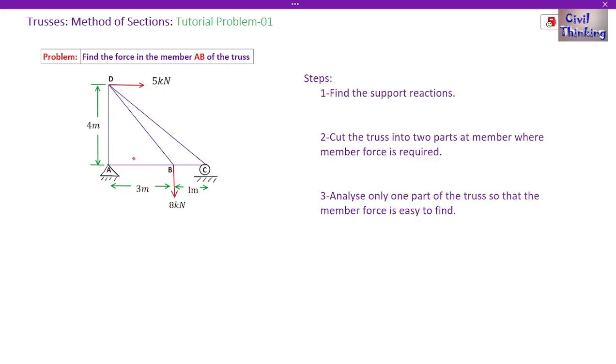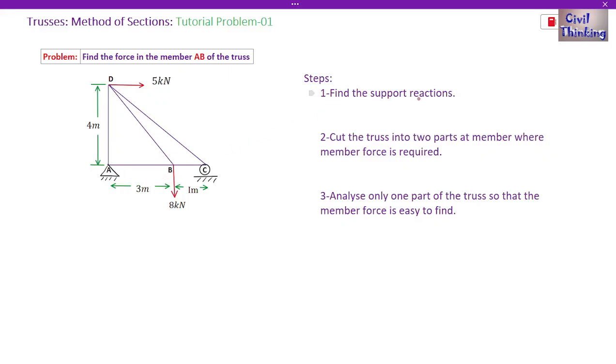I have already told you, if we have to find the member force in a particular member of a truss, in only one member or only a few members, then we prefer the method of sections because it saves time. And when we have to find the member forces in all the members, then we use the method of joints. Because in this problem we have to find the member force in a particular member, that is the AB member, we will use the method of sections. Now there are some steps.